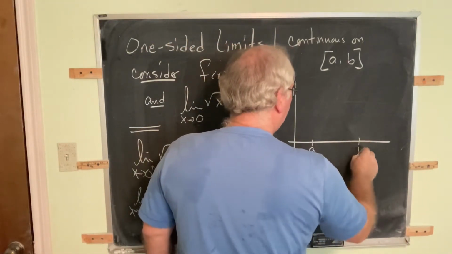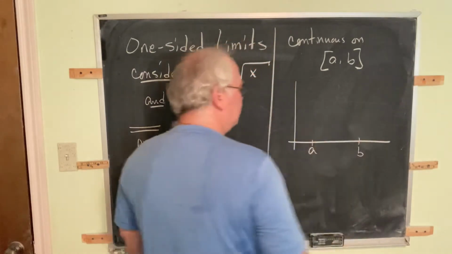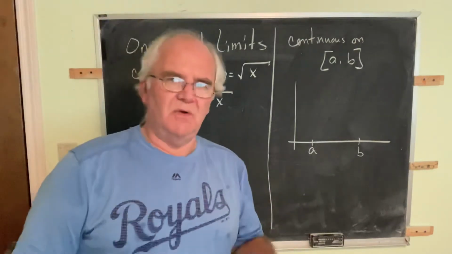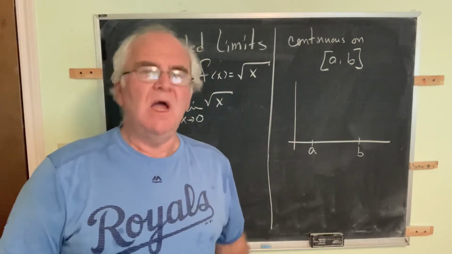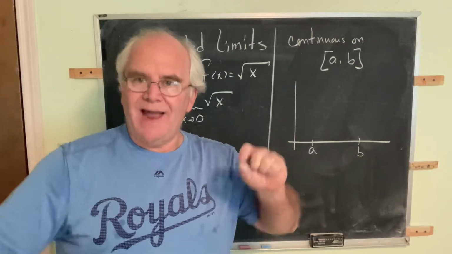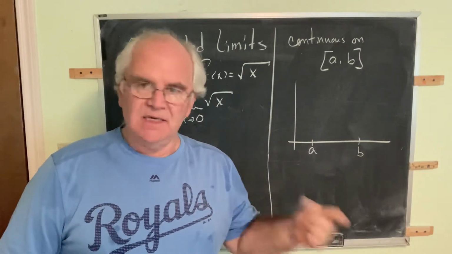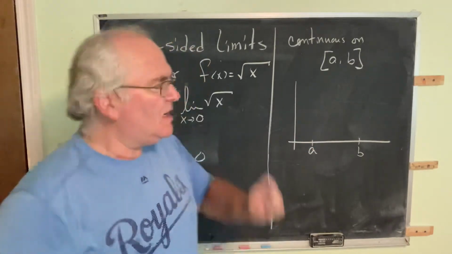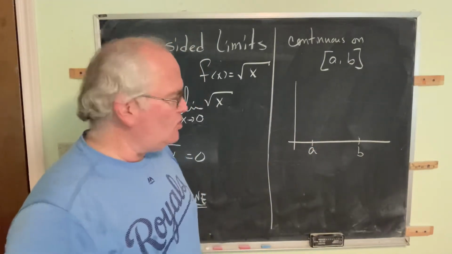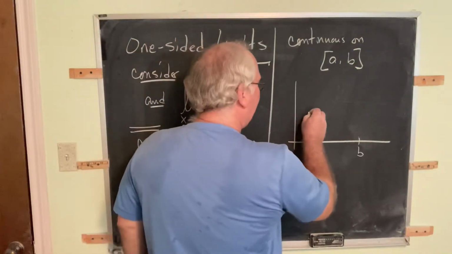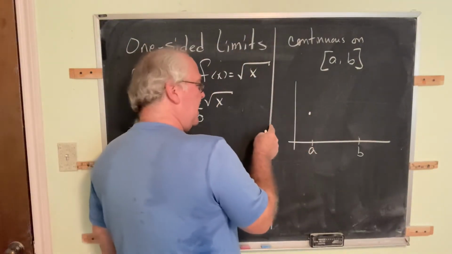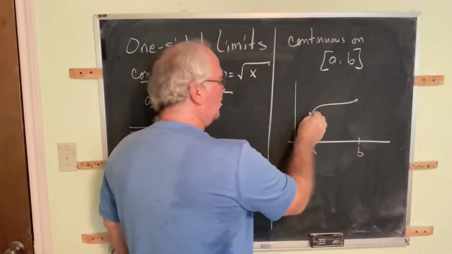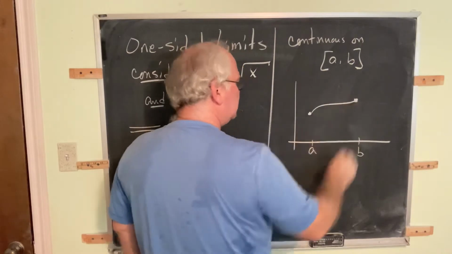Here's A, here's B. We've talked about continuous on the open interval. A function is continuous on the open interval if it's continuous at each point in the interval. Remember, for the open interval, neither A nor B is in the interval. The open interval does not contain the endpoints. Now we do contain the endpoints, but we do not contain anything that lies beyond the endpoints. So we might be talking about that curve, including the endpoints.